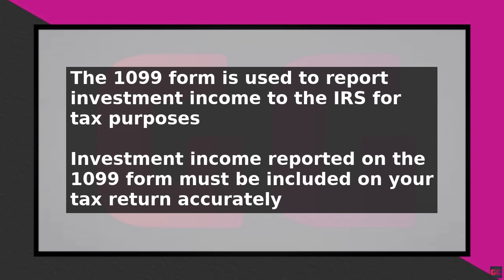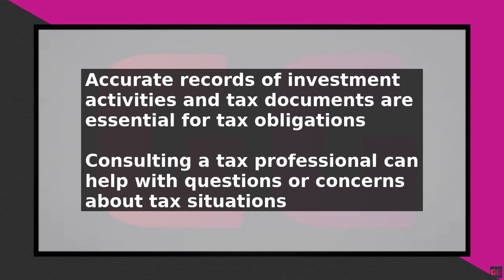In addition to the 1099 form, Robinhood may also provide you with a Schedule 1, which reports additional income or losses from your investments. Review this document carefully, as it may affect your tax obligations. To ensure you are meeting your tax obligations, make sure to keep accurate records of your investment activities, including your 1099 forms and any other tax documents you receive from Robinhood. You should also consult with a tax professional if you have any questions or concerns about your tax situation.